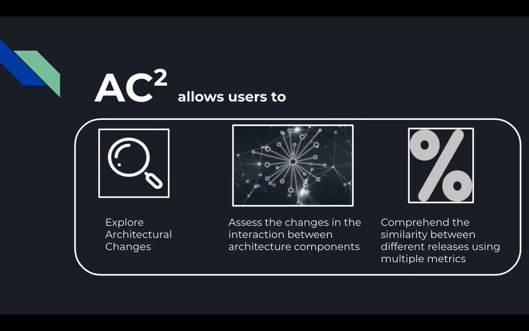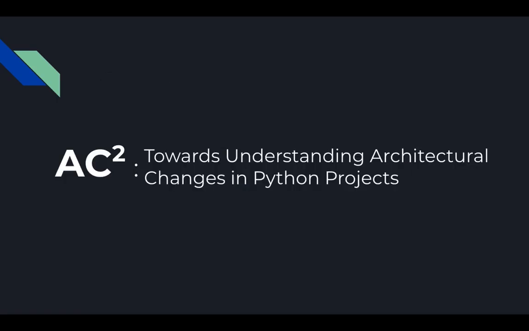AC Square allows users to explore architectural changes in the releases such as addition and deletion of components, changed interaction between components, and comprehend the similarity between different releases using multiple metrics. Let us now look at the demonstration of AC Square.